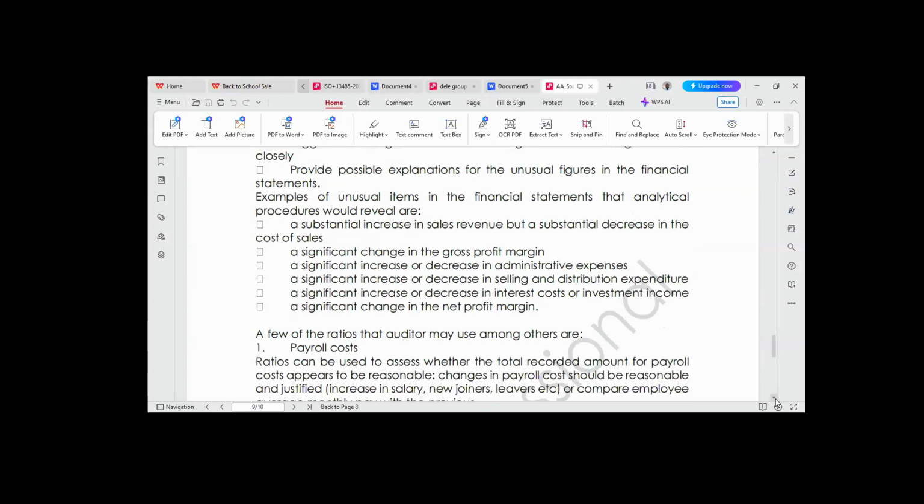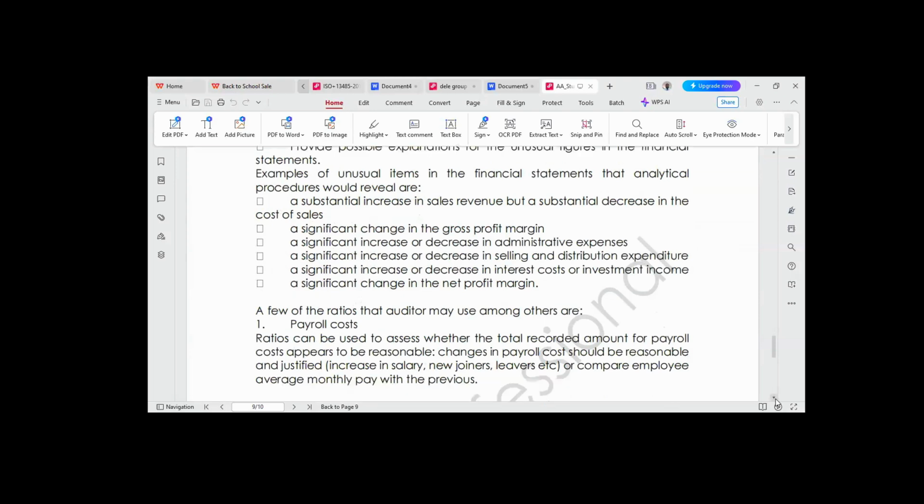Some of the ratios, that is what we use to determine your payroll cost. You look at your payroll cost using ratios. From your ratio, you can show whether the payroll cost should be reasonable or justified. That is, why did you increase salaries of new staff, or you need to increase salary of new staff to reflect the current trend.